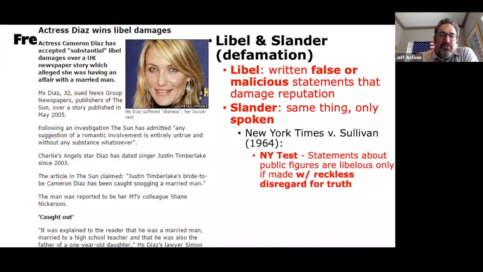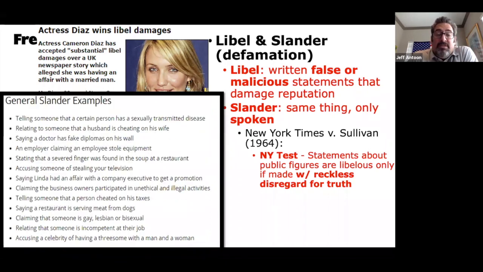So you could see actress Cameron Diaz, I think it was the Sun in Britain, said she had an affair while she was dating Justin Timberlake. She was bride-to-be, or he was engaged to her. And again, she could sue for that because she could be protected because it could damage her celebrity or reputation.